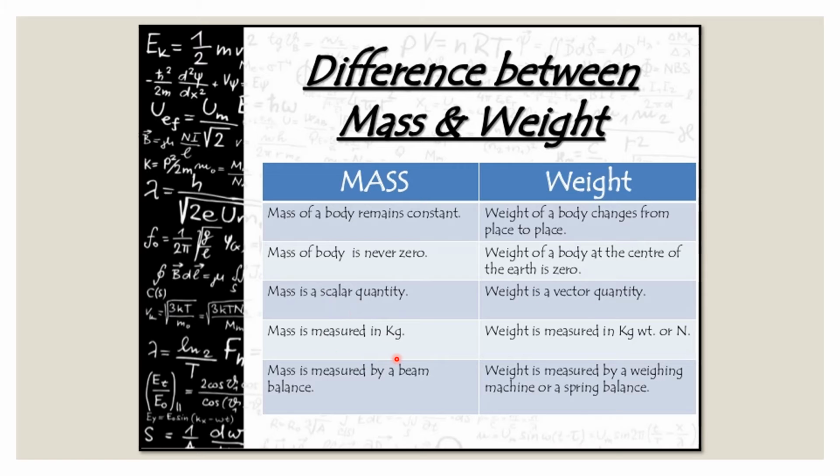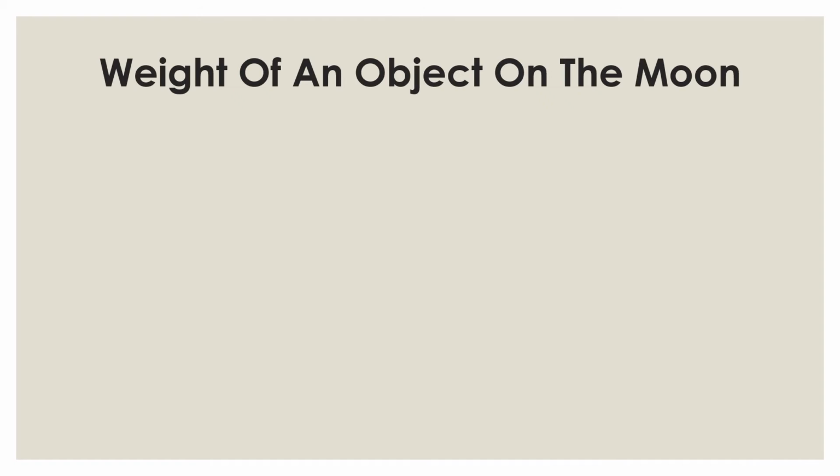Mass is measured in kilogram. Weight is measured in kilowatt or Newton. Mass is measured by a beam balance. Weight is measured by a weighing machine or a spring balance. Weight of an object on the moon.